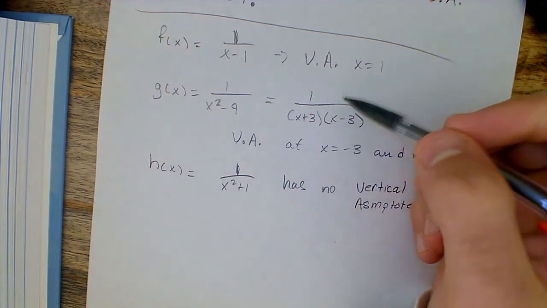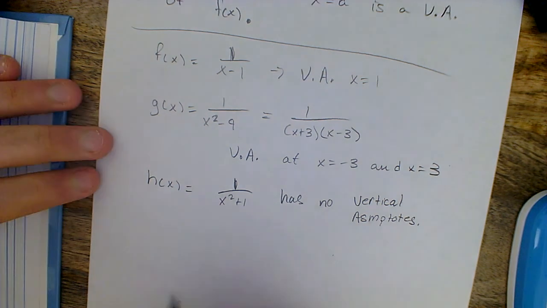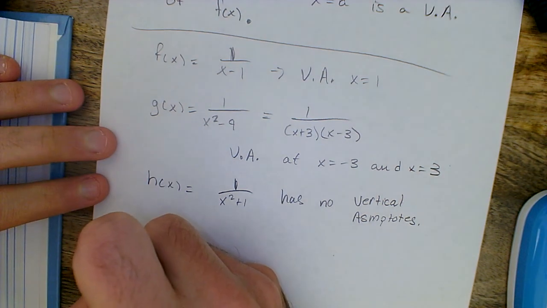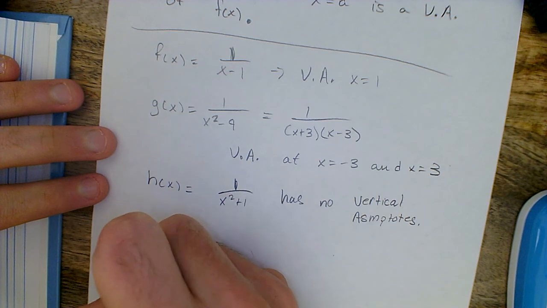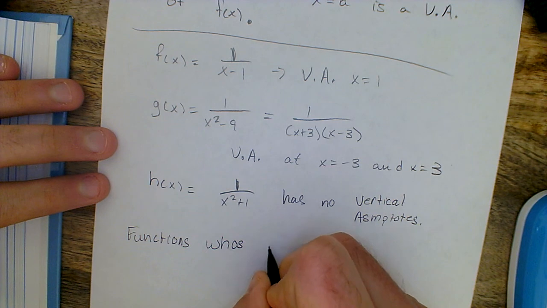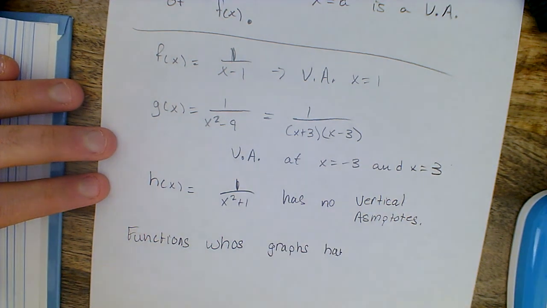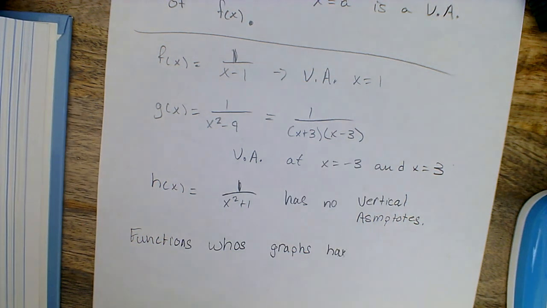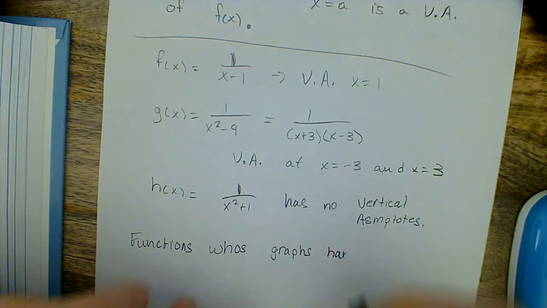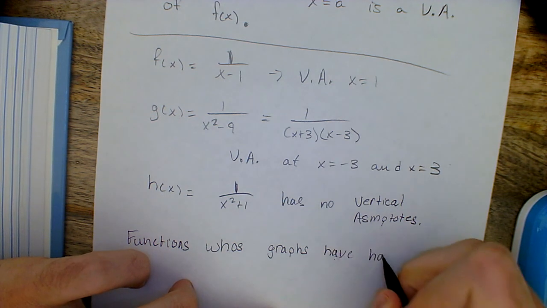All right. So now we're going to talk about what if they do have a common factor. What if there is a common factor? This is what you call a hole. Functions whose graphs have holes in them.